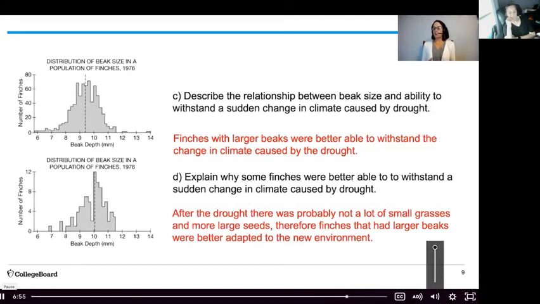Finches that had large beaks were better adapted to the new environment. We had a natural disruption to the ecosystem. There was genetic diversity in that finch population, a variety of different beak depths.